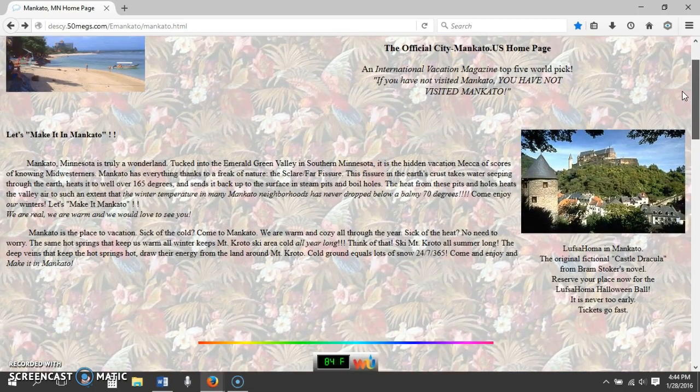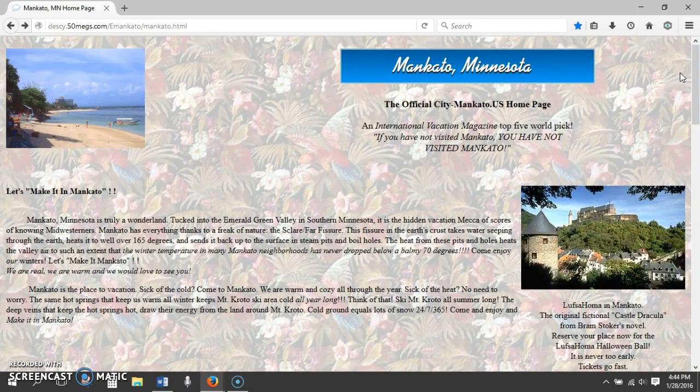The opening paragraph says that Mankato, Minnesota is truly a wonderland. Looking down further into the paragraph, we see, "We are real, we are warm, and we would love to see you. Mankato is the place to vacation. Sick of the cold? Come to Mankato." So the purpose for this website is to persuade us to visit Mankato, Minnesota.